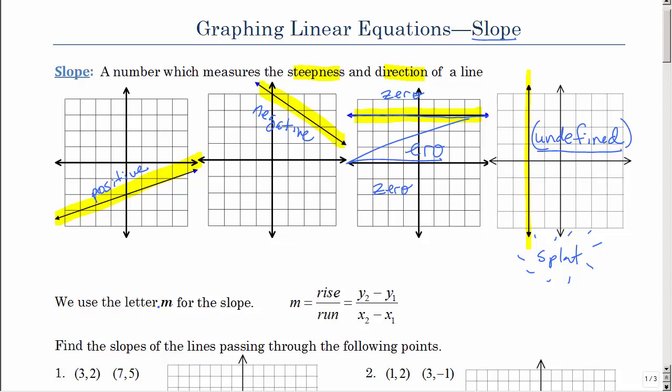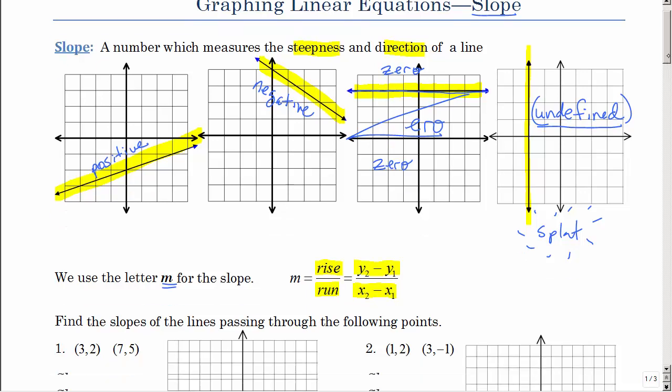The letter that we use for the slope is the letter M, and we're going to talk about that slope being the rise over the run. The rise is associated with our y values. The run is associated with our x values. Those little subscripts mean we're just going to subtract in a particular order.